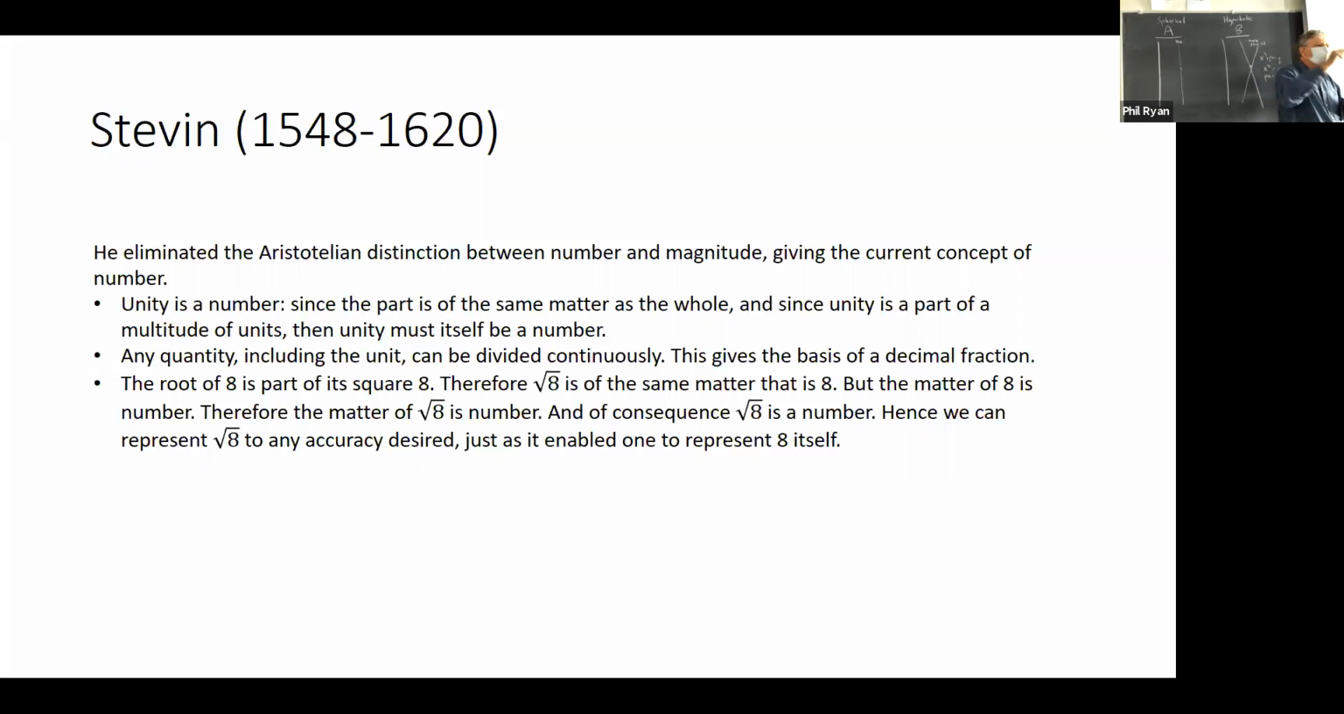So you didn't have to worry about incommensurables being a different kind of thing from the commensurable. They're the same kind of thing. It's just a number. Hence, we can represent square root of 8 to any accuracy desired, just as it is enabled to represent 8 itself. So we can take square root of 8 and start writing it out as a decimal fraction, as accurately as possible. And this is how we see numbers today.